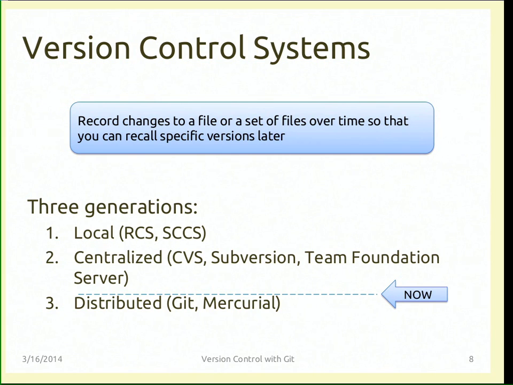A little bit of history. Third generation, local version system, a long time ago, almost nobody used it. Centralized version system, like CVS, Subversion, and Team Foundation Server, this is Microsoft's. And the final generation, distributed version control system, like Git or Mercurial. Now we are here, between the centralized and the distributed generation, in the sense that most developers and people using version control use a distributed version control system, but some of them still use a centralized one.